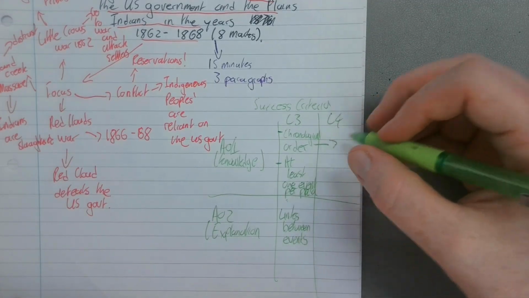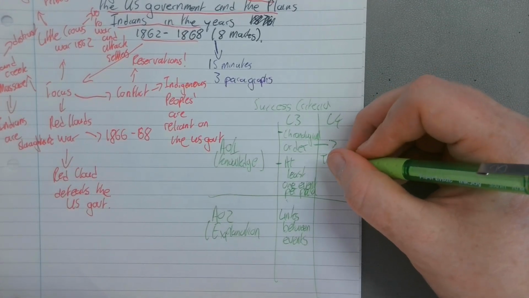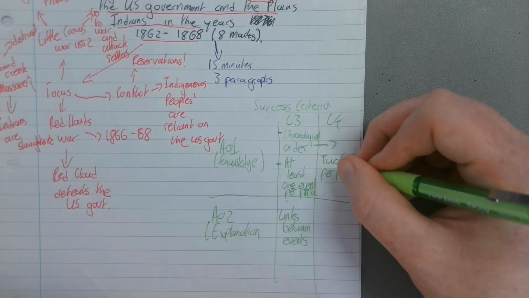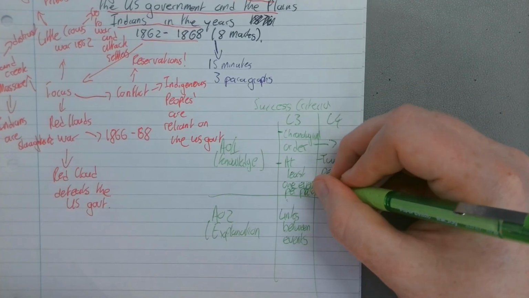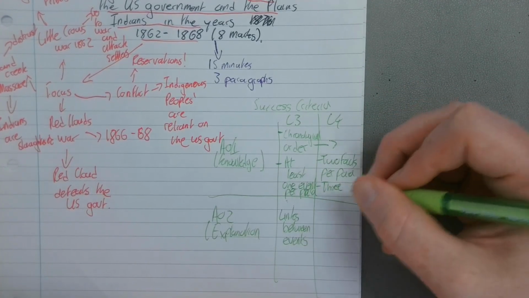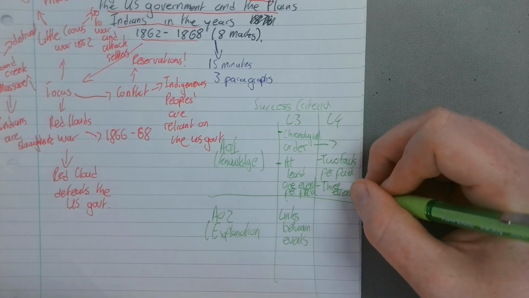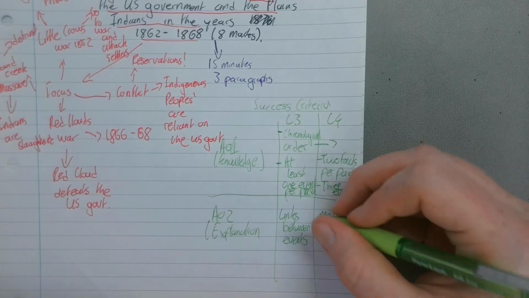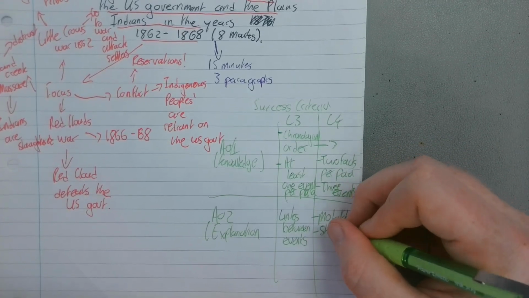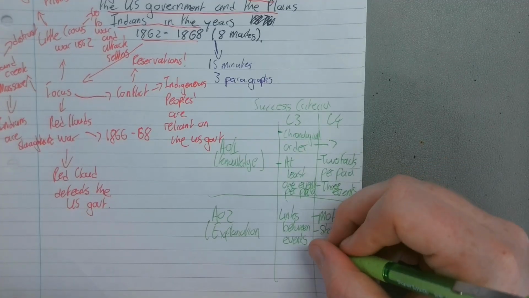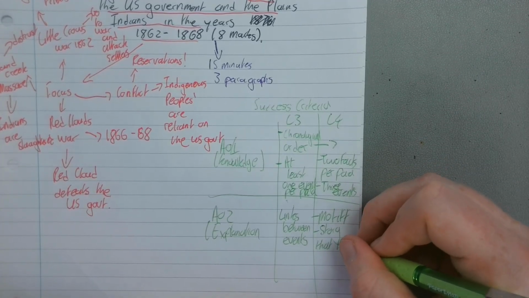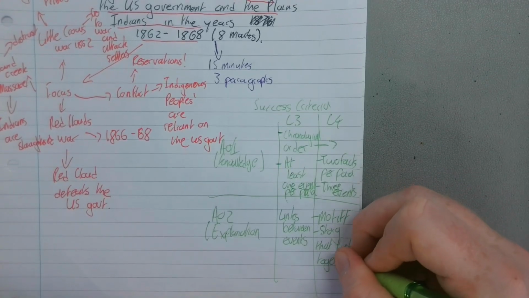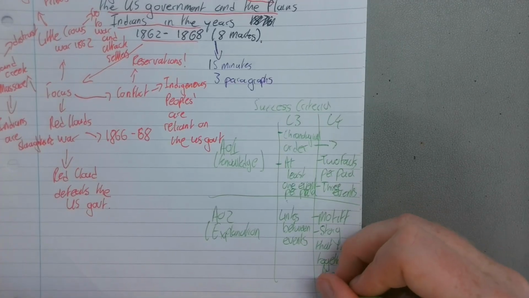For level 4, you must have 2 facts per para. You must have 3 events. And then finally, for level 4, you must have a little motif, a story that creates links that links together the narrative.